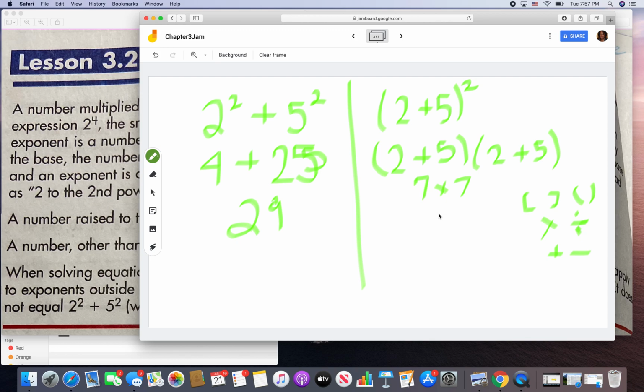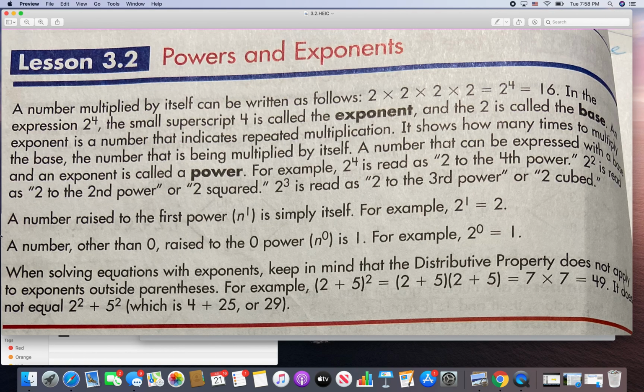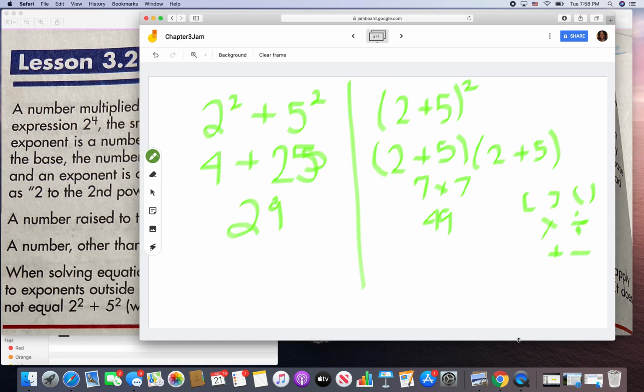And what would that be? 49. 49 is very different than 29. It is not the same answer. Okay. So going back, that's actually discussed down here in this last chapter. You cannot use a distributive property. You cannot just go inside the parentheses and apply it.